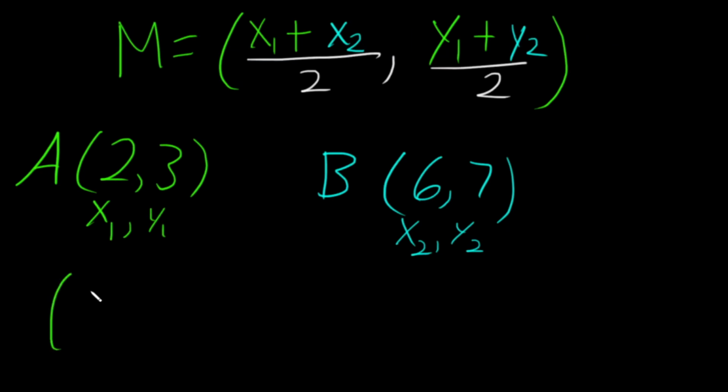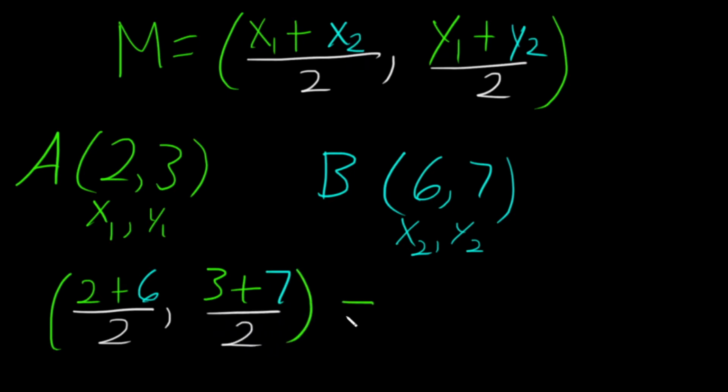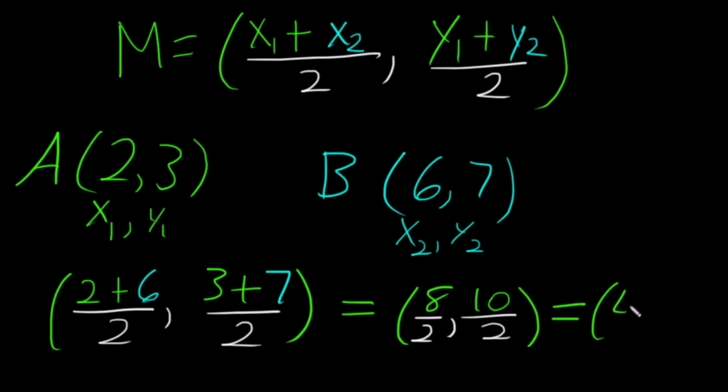First we have x1, which is 2, and then plus our x2 value, which is 6. That gets divided by 2, comma, and then we'll take care of the y values. y1 is 3, plus y2, which is 7, also divided by 2. So this equals 2 plus 6 would be 8 over the 2, comma, and then 3 plus 7 over 2, which becomes 10 over 2. And then we just have to simplify. 8 over 2 becomes 4, and 10 over 2 is 5. So the midpoint between A and B is 4, 5.